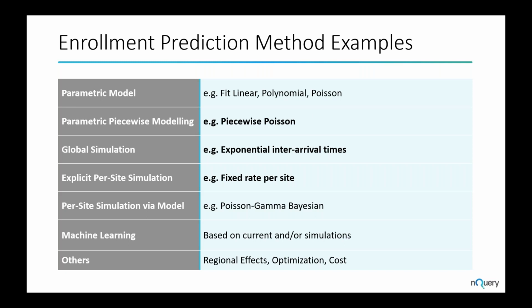The simulations, like I said earlier, can be done on a global level where there's one single accrual process, like a Poisson process. Or, like I said earlier, we can model each site separately if we have access to the site level data. So this will be a big focus of the demonstration later. But of course, there are other approaches such as machine learning, but we won't go into detail about these now.